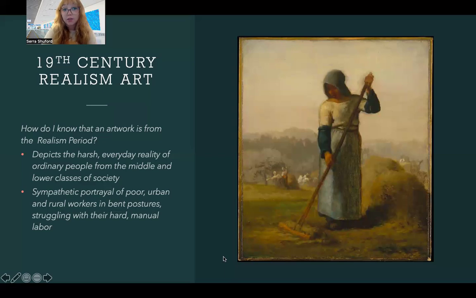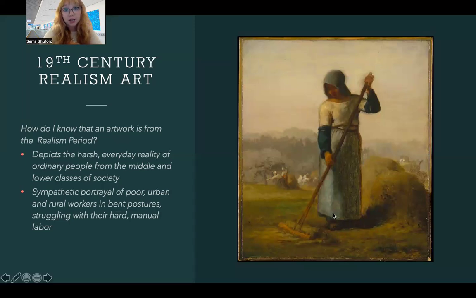So, how do we know that this is a realism painting and not just specifically an academic painting? It depicts the harsh everyday reality of ordinary people from the middle and lower classes of society. It's a very sympathetic portrayal of the poor urban and rural workers, typically in their bent postures, struggling with hard manual labor.